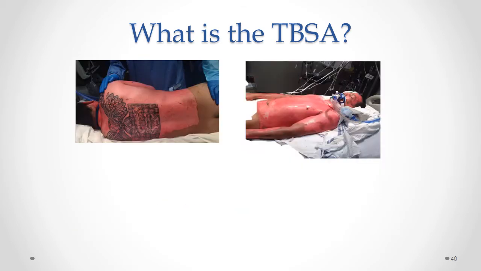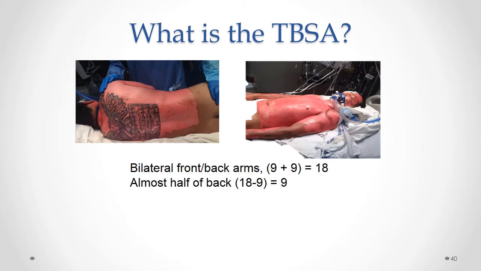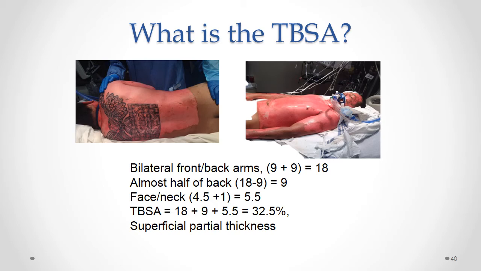Here's our guy again. Both arms, the front and half of the back, plus the face and the neck. So we have 9 and 9 for 18, front and back of the arms. We have almost half of the back, which is 9. We have the face and the neck, which is 5.5. And that gives us a total of 32.5 superficial partial thickness.